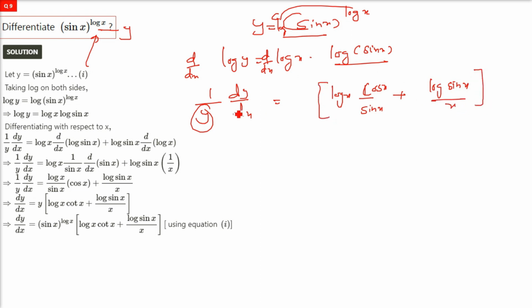Actually, this is the answer, because y we are taking on the right hand side, it will be sin x to the power log x. This cos x by sin x, you just have to replace it by cot x. So log x cot x plus log sin x by x multiplied by sin x to the power log x is the answer.